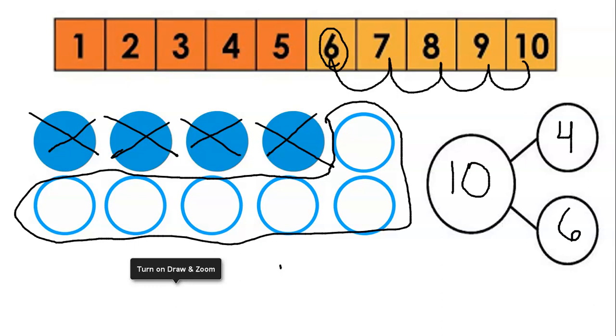So let's go ahead and put that in our number sentence. We had 10, take away the 4 that flew away, and then we had 6 left.